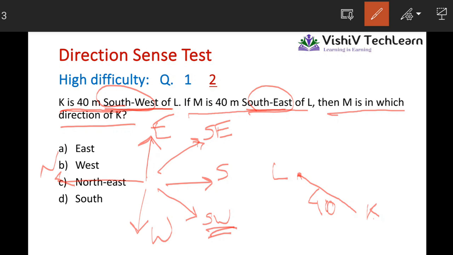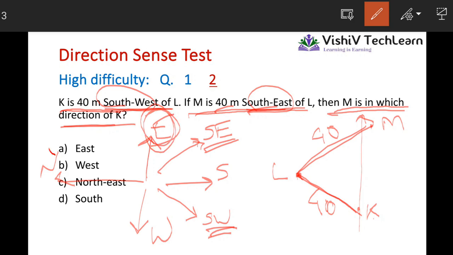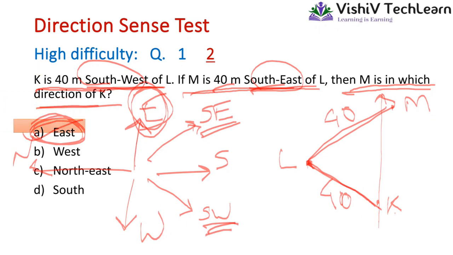What is next given? M is 40 meters southeast of L. Again the reference is L, the direction is southeast, and the distance is 40. So that also we can draw. 40 is the distance, and here we have M. Now the question is, M is in which direction of K? If this is 40, then this must be a vertical line. So in the vertical line the direction is east. Okay, and that should be the answer. Option A, east, is the right option.